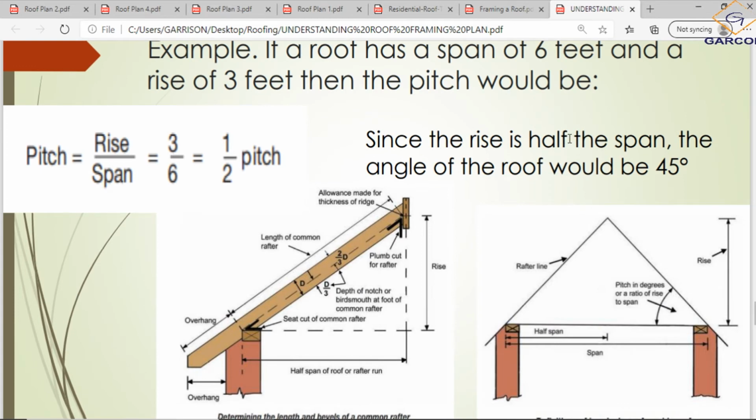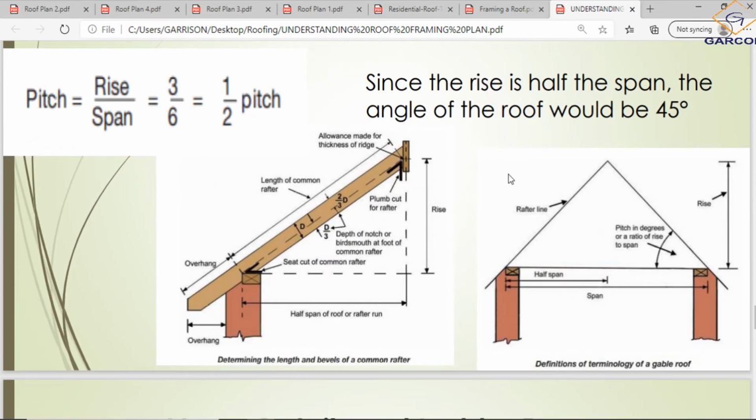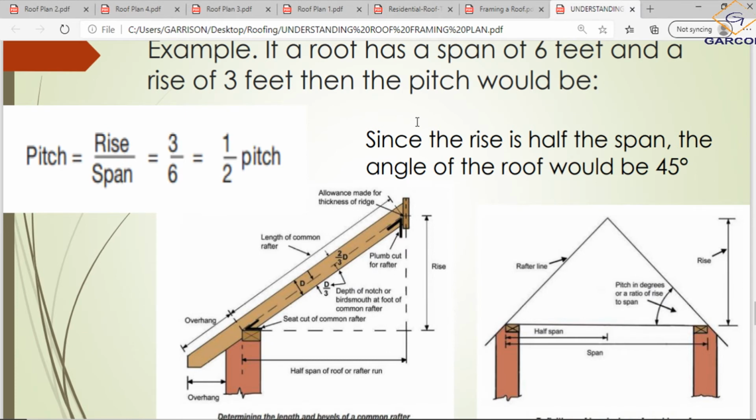Since the rise is half the span, the angle of the roof would be 45 degrees. So, we don't know exactly how to make you understand this if you don't understand it already, because we don't know what level you understand or how vast you are in terms of building roofs, right? But I used to have little challenges in figuring this out till I understood the maths of it.